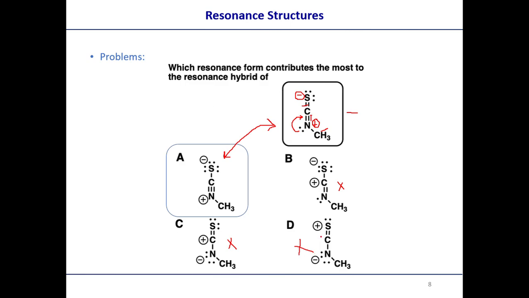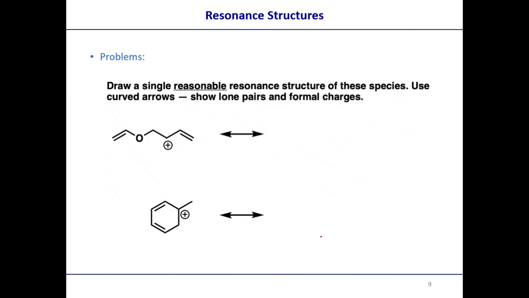Okay. So I hope all of you are clear in this example also. So these are some problems. Draw a single reasonable resonance structure of this species. Use curved arrows. Show lone pairs and formal charges. So here we have a carbocation and we have double bonds. So this double bond can delocalize, or you can write a resonance structure of this species.